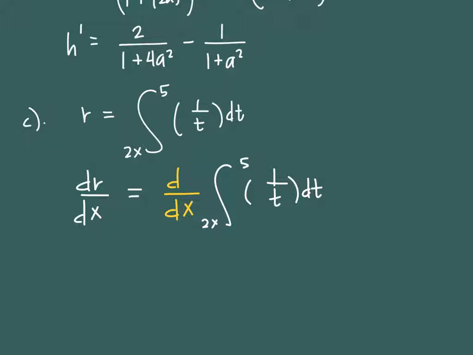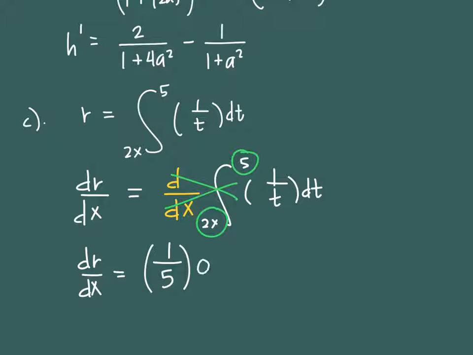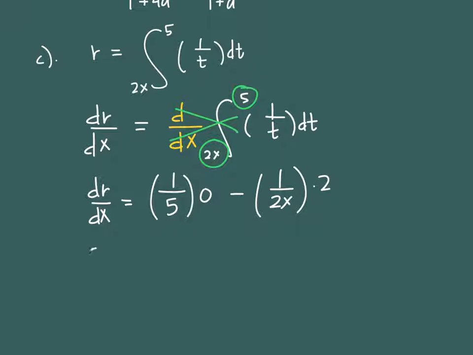So the derivative notation cancels out the integral notation but does not cancel out the bounds. So dr dx equals 1 over 5 times the chain rule of 5, which is 0, minus 1 over 2x times the chain rule of 2x, which is 2. Now the 0 is going to wipe out the 1/5. The 2's will reduce each other, and I'm left with negative 1 over x as my derivative.